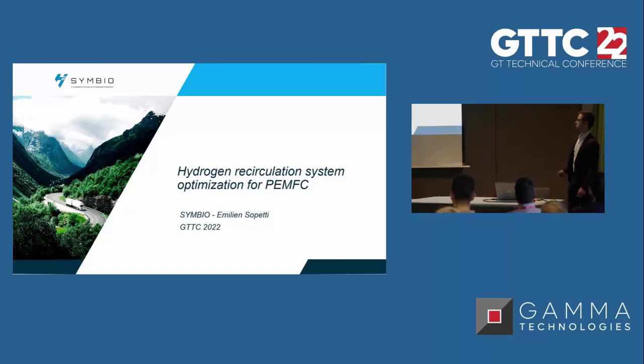So I'm going to follow with a brief presentation of Symbio. At Symbio, we make fuel cell systems for a wide range of vehicles, coming from light vehicles towards heavy-duty commercial vehicles. So today I'm going to focus on system architecture and especially the optimization of the hydrogen recirculation loop.